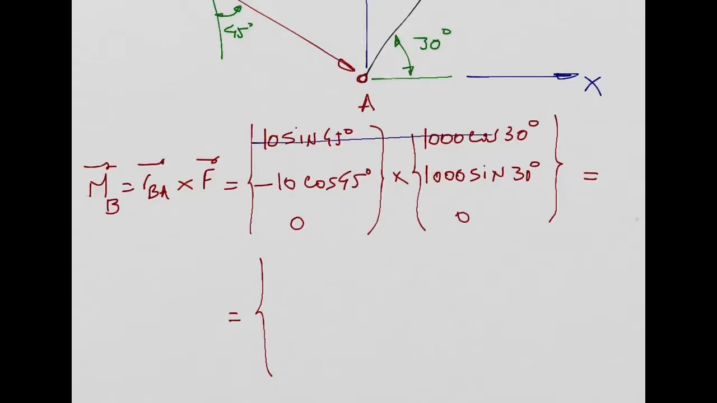So let's start with my x component. I have this times 0, which is 0, minus 0 times 1,000 sine 30, which is also 0. So my x component is 0. Let's do now the y component. I need to do this cross product. This times this, minus this times this. 0 as well. Agree with me?